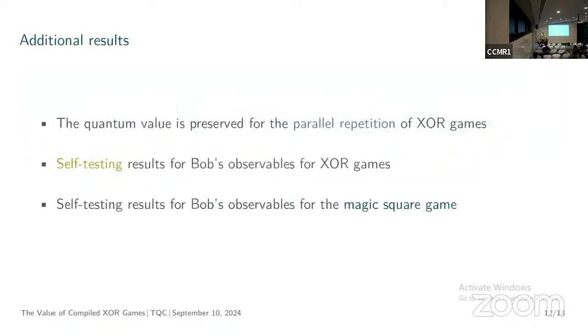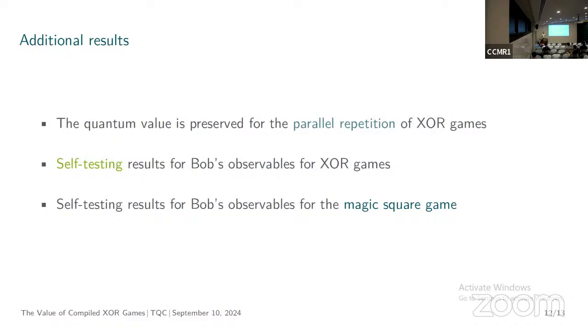Okay, and then we also have some additional results. We can show that the quantum value for parallel repetition of XOR games is preserved. Parallel repetition just means that I don't just send one question to Alice and one to Bob, but I'm sending two questions or three at the same time. They have to answer all of them, and they win the game if they win all of them at the same time. And we also get some self-testing results.